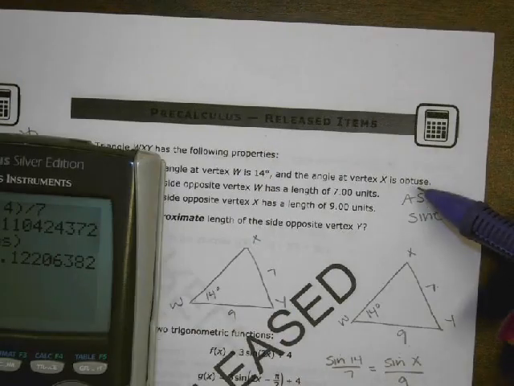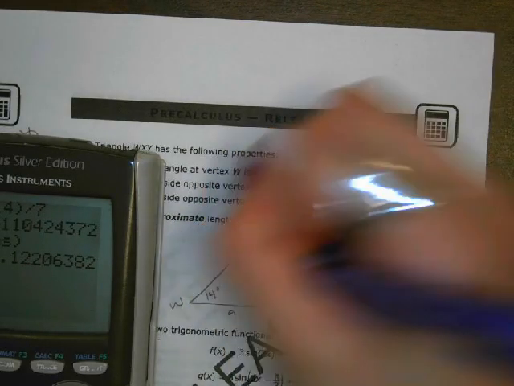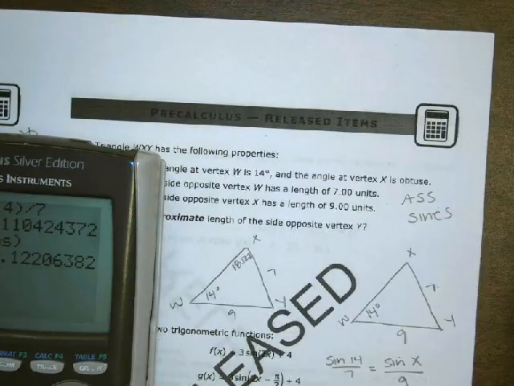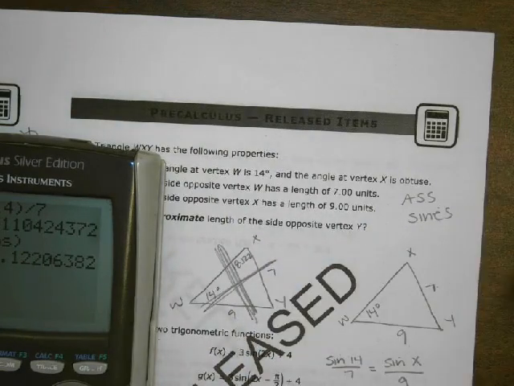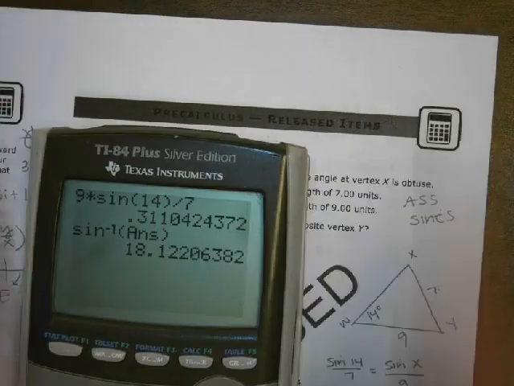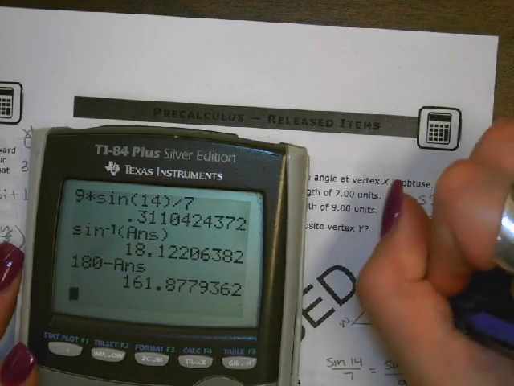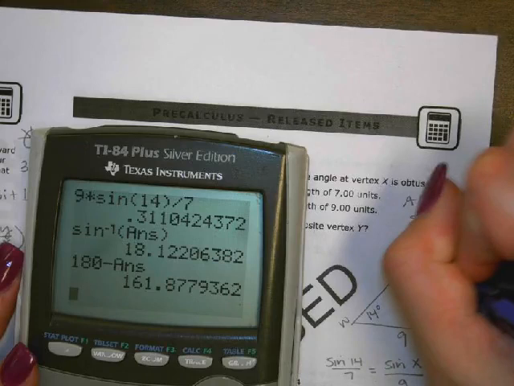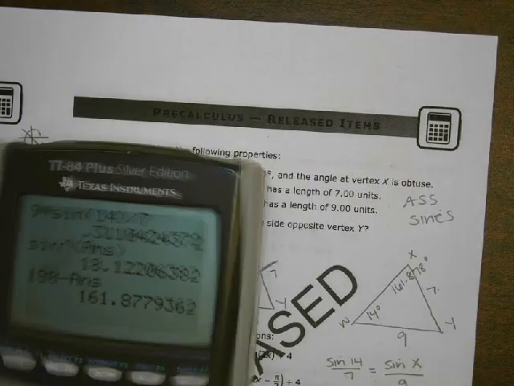But they told us that x is obtuse. So that is just the x value in the first triangle, and they have given us enough information to know that the first triangle from the ambiguous case is not the one that we're looking at. So if you guys recall, to get that same angle in the second triangle, we need to do 180 minus that angle from the first triangle. So angle x is actually 161.878 degrees. So now we have found angle x, and so we know that we're talking about this triangle.